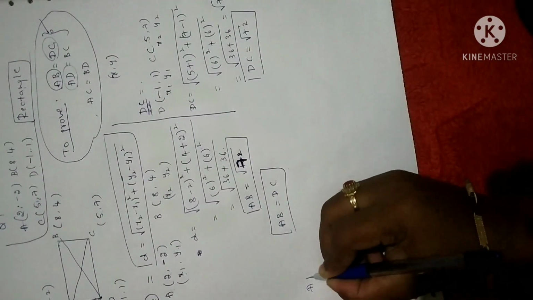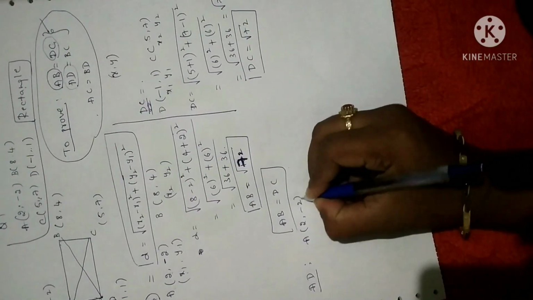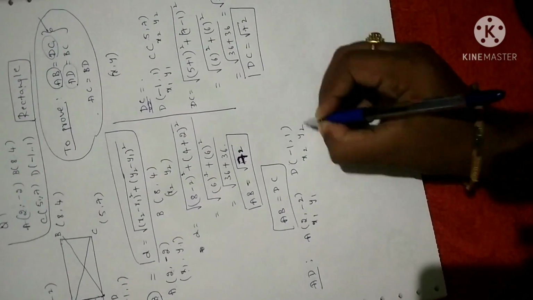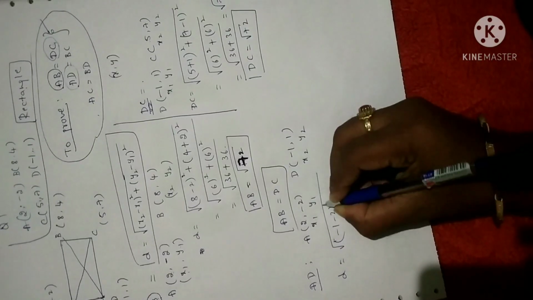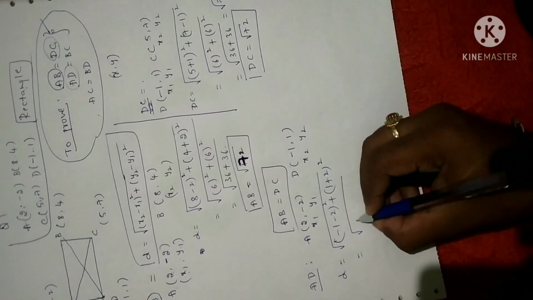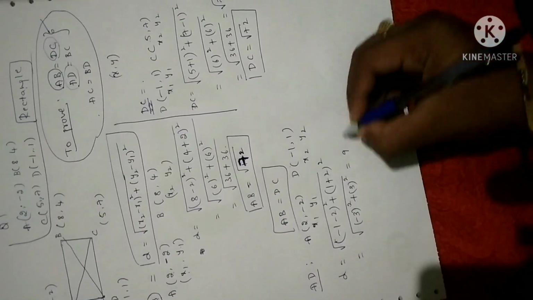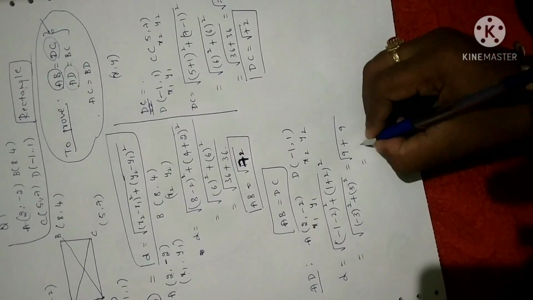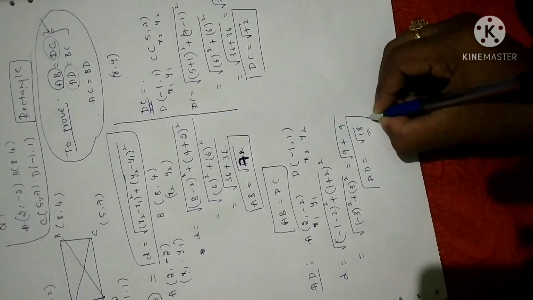Next, let me find the length of AD. Use the same procedure. Coordinate of A is 2, minus 2. Coordinate of D is minus 1, 1. So x1, y1, x2, y2. Use the same formula. D is equal to square root of x2 minus x1 whole square plus y2 minus y1 whole square. What you are going to get is minus 3 whole square plus 2 plus 1, 3 square. Minus 3 whole square is 9 plus 3 square is 9. What you are going to get is 18. Length of AD is square root of 18.